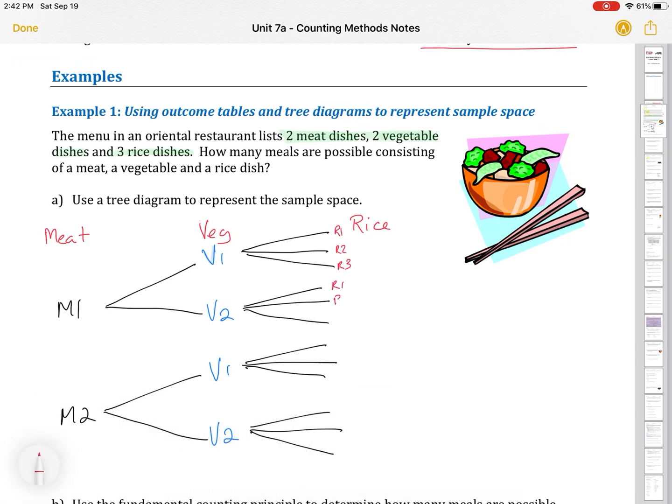So let's list those out. So we have rice 1, rice 2, rice 3, R1, R2, R3, R1, R2, R3, R1, R2, and R3. Now if we look there, this tells us all of the sample spaces and all the possible variation. Okay, we could have meat 1, veg 2, and rice 2. We could have meat 2, veg 1, and rice 3, depending on how we figure that out.